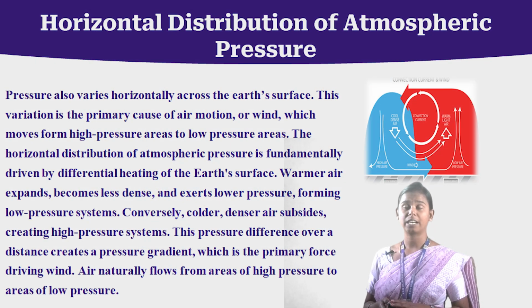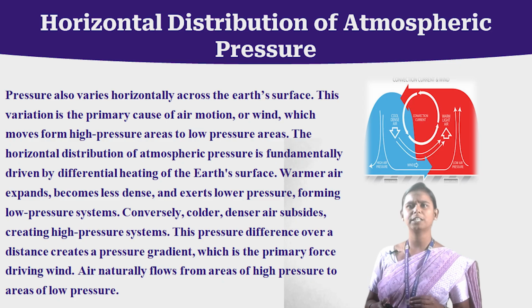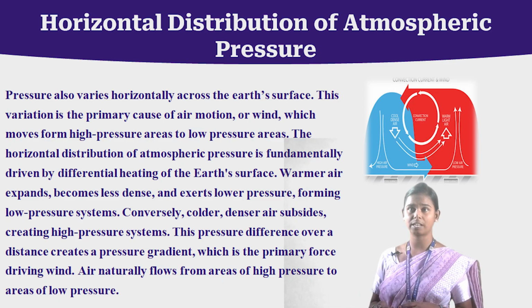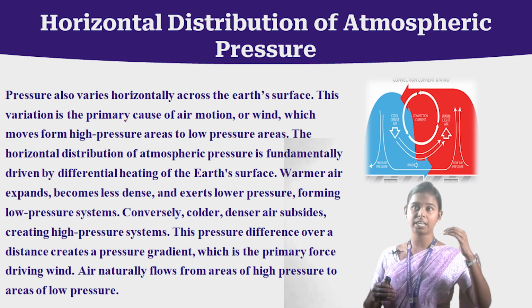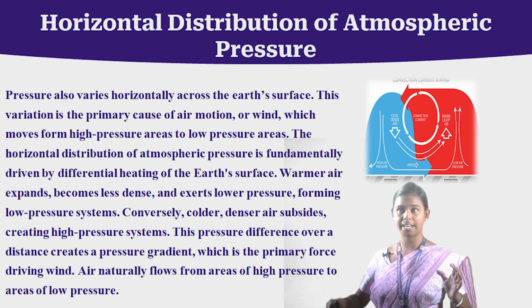Horizontal distribution of atmospheric pressure. The pressure also varies horizontally across the Earth's surface. This variation is the primary cause of motion or wind, which moves from high pressure areas to low pressure areas.